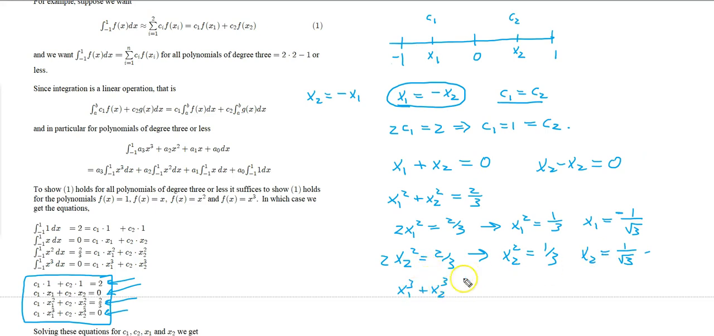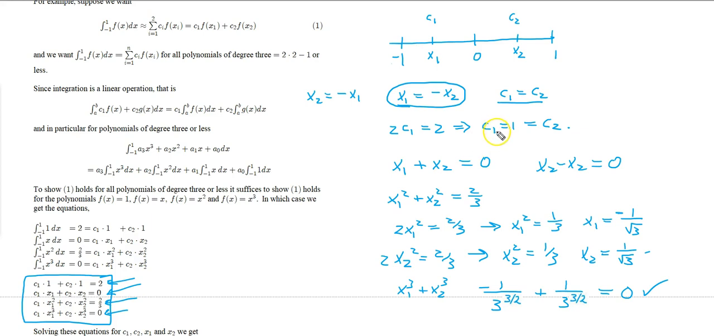Well, yeah, if I plug negative 1 over root 3 in here for x1, I get negative 1 over 3 to the 3/2. And if I plug 1 over root 3 in for x2, I get plus 1 over 3 to the 3/2. And yes, that does equal 0. That checks out. Alright, so we've solved our equations down here.